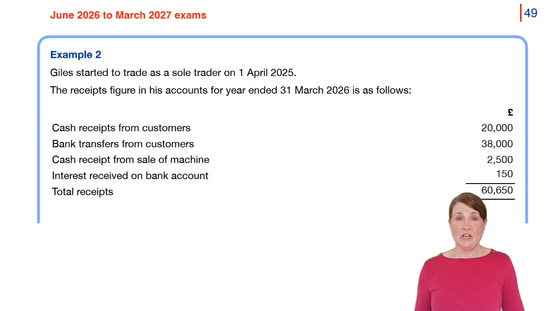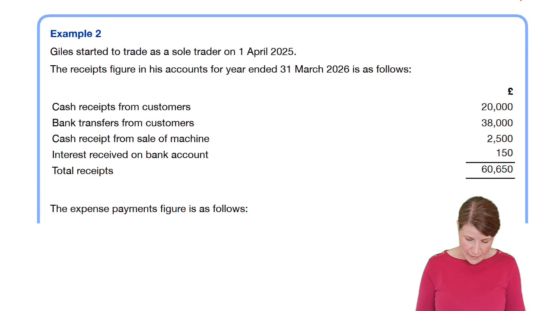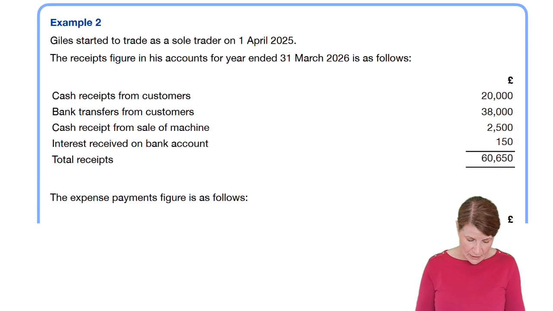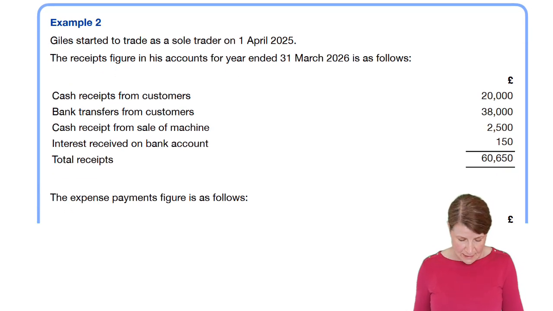So continuing with chapter 4, we're going to have a look at an adjustment to profits, but this time it's the default cash basis. You'll see that a lot of the adjustments are similar, but of course there are a few differences. So example 2 there on page 49, we've got Giles. Giles started to trade on the 1st of April. He's making up accounts to the 31st of March.